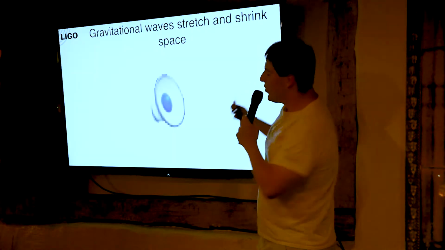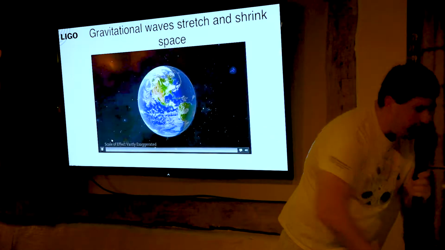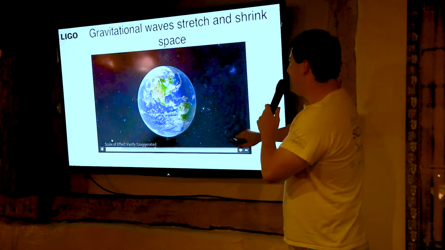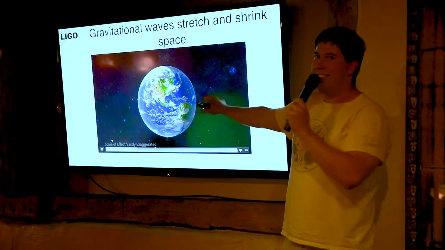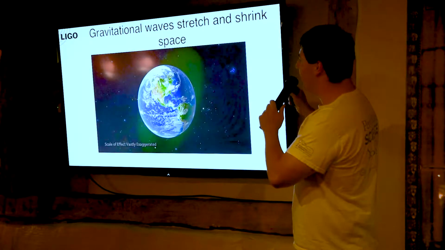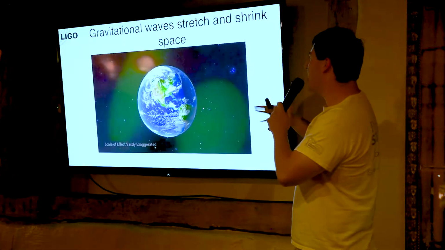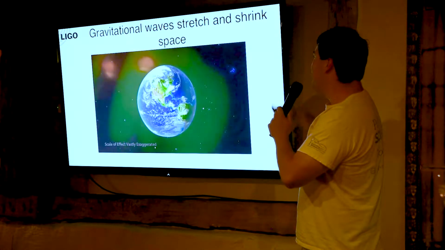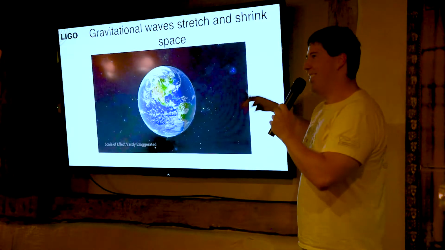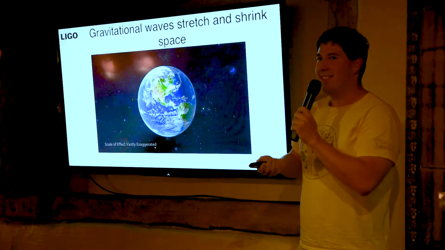And if you imagine a gravitational wave that's going through the Earth, this is a scale of effect vastly exaggerated. Again, these are very, very small effects. But if you have gravitational waves passing through the Earth, you can see that the Earth is getting stretched and squished on a much larger scale than is actually happening, of course. So that's what LIGO is trying to detect.